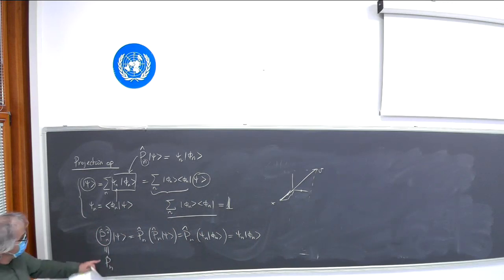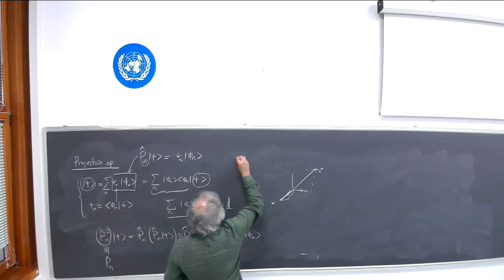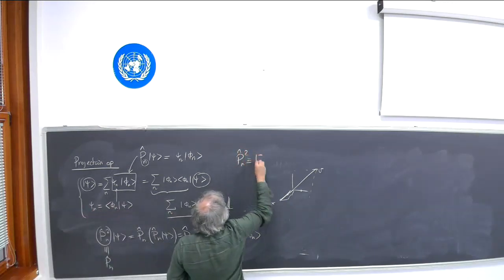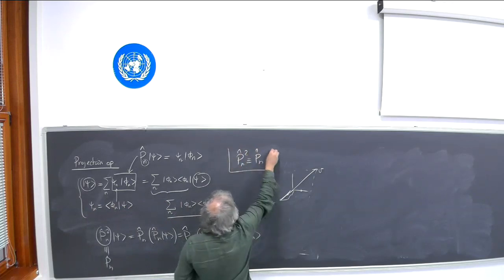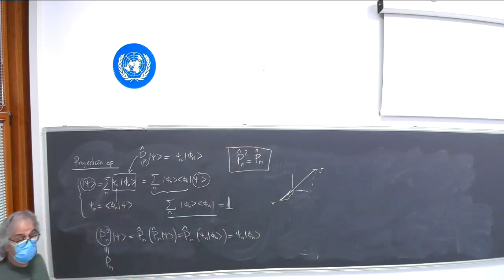Okay. So projectors are called idempotent. Okay, so if you project twice, nothing happens. So Pn squared coincides with Pn. Okay, this is in some sense a defining property of projectors. Projectors are Hermitian operators, you can prove they are Hermitian, such that if you project twice, P squared is equal to P. One of the exercises is to show that the Pn is Hermitian. It's a very simple thing, but try to do it.